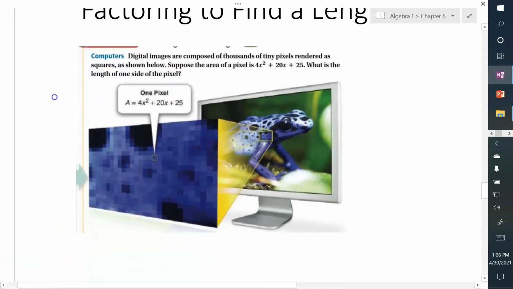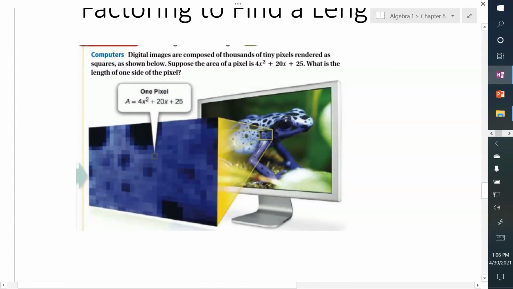All right, so let's do an application here. Digital images are composed of thousands of teeny tiny little pixels, and a pixel is a square shape, as shown in the picture below. Suppose the area of a pixel is 4x² + 20x + 25. What is the length of one side? Well, remember as we started, area is going to be the side squared. So if I want to know the length of one side, then what I have to do is square root the area.